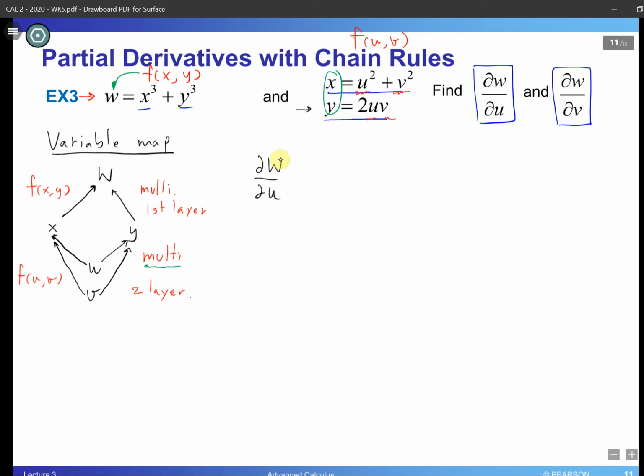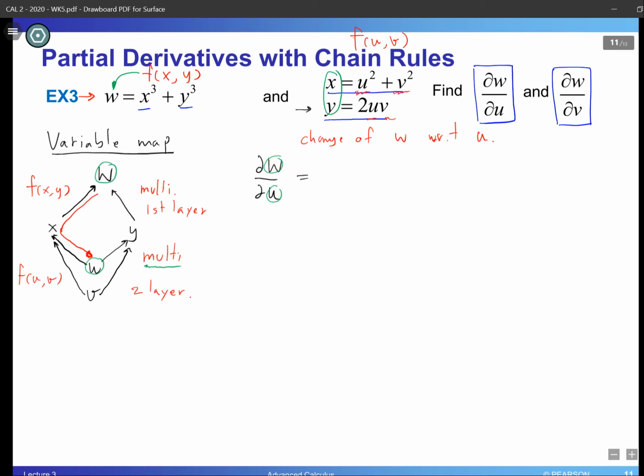This is the change of w with respect to u. So we want to find the relation between w and u. In order to find the relation between them, we need to follow all the paths that connect them together. The first one is this, w to x and then x to u. So let's work on that.